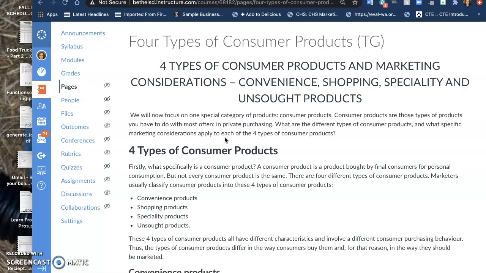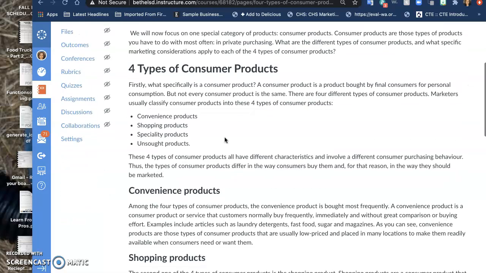We will now focus on one special category of products: consumer products. Consumer products are those types of products you have to do with most often in private purchasing. What are the different types of consumer products and what specific marketing considerations apply to each of these four consumer products? So there are four types of consumer products.